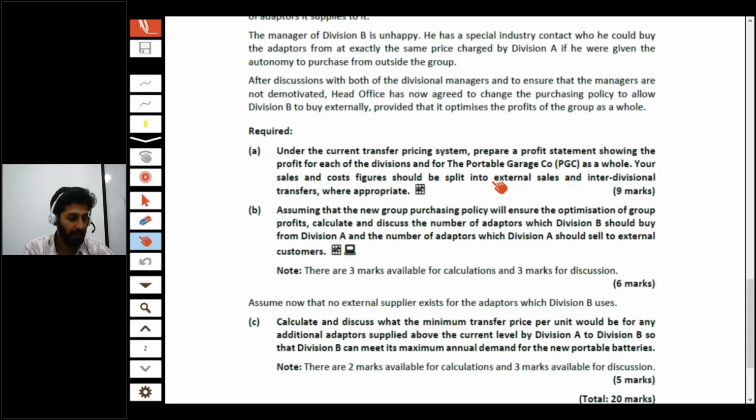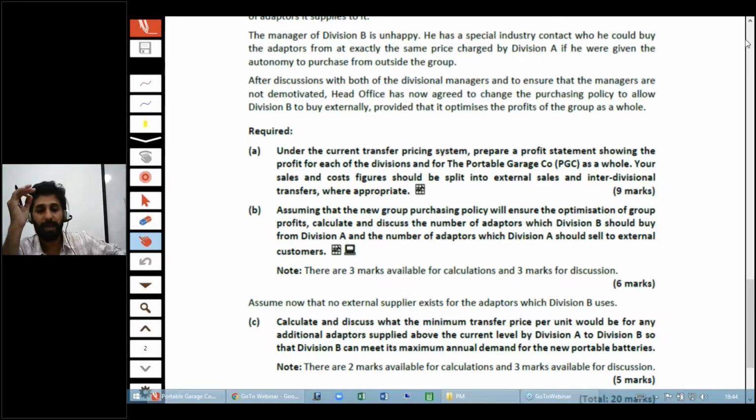What is this saying? This question is expressly saying to make the P&L. You should make the P&L, that's profit and loss. You should make the profit and loss account, prepare a profit statement, and your figure should be split into external sales and interdivisional sales where appropriate.